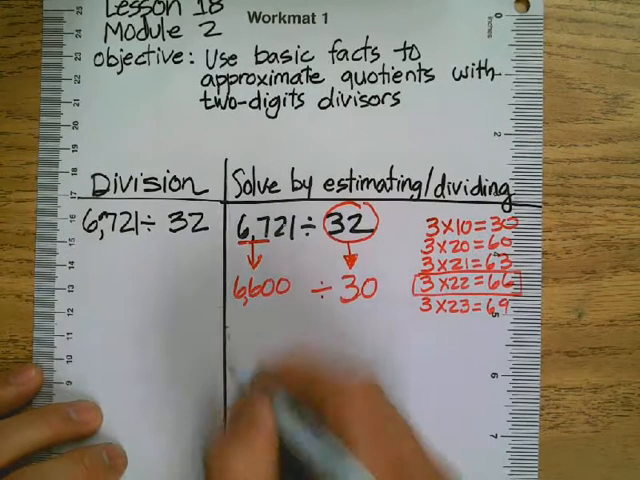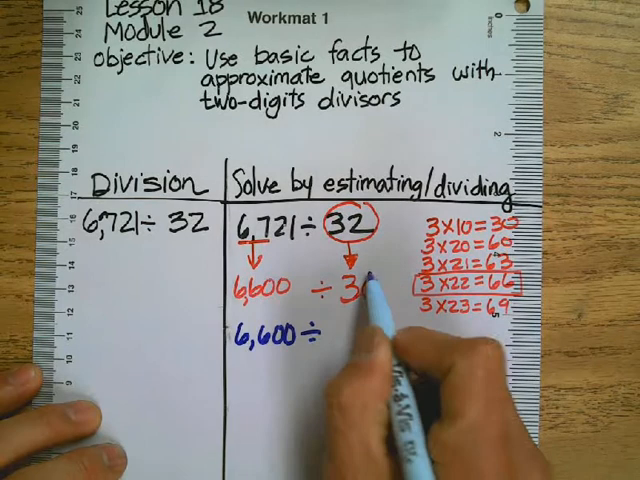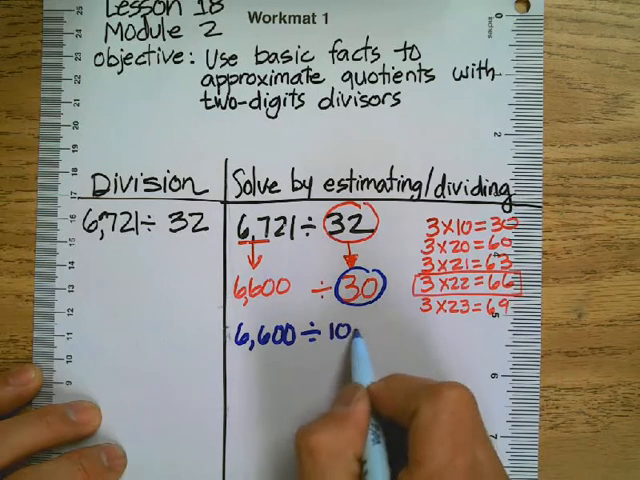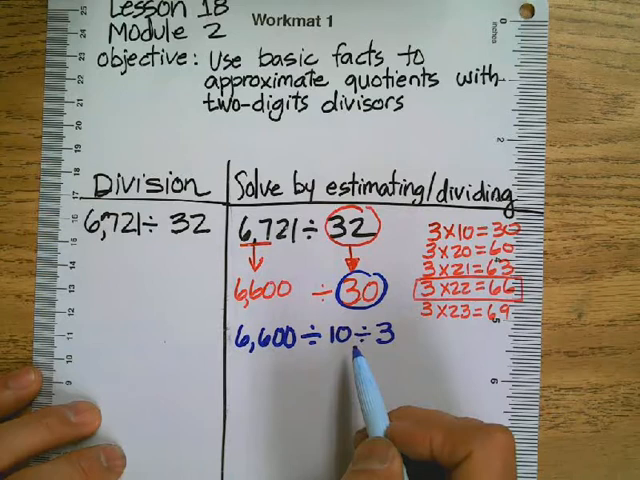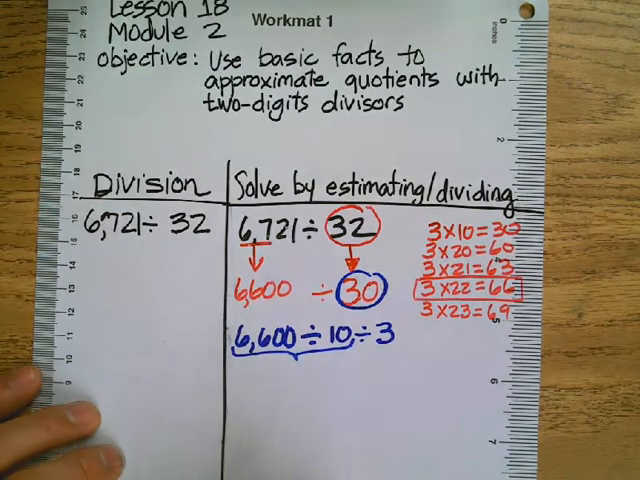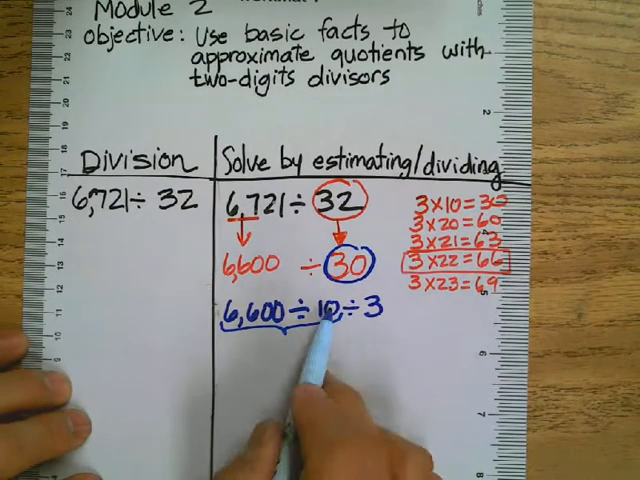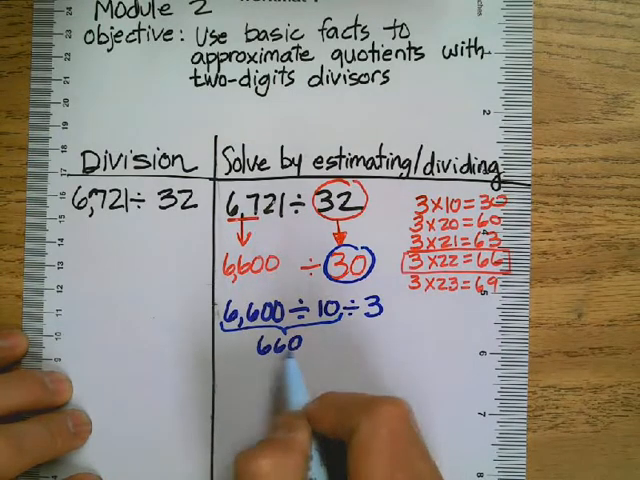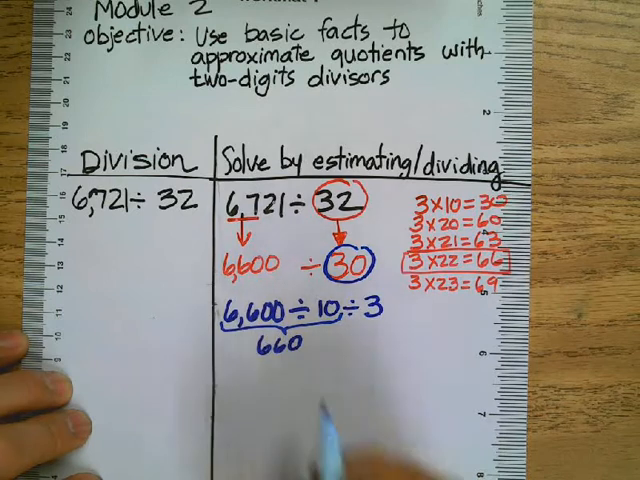So here's what we do. 6,600 divided by, this number is going to be decomposed into two numbers that make it 10 and 3. Okay? Now, the first thing we do is divide the first two digits. Why? Because dividing a number by 10 is a lot easier. The answer is going to be 10 times less. So 660 is 10 times less than 6,600.